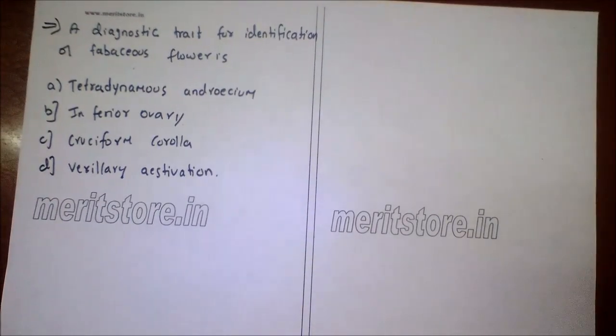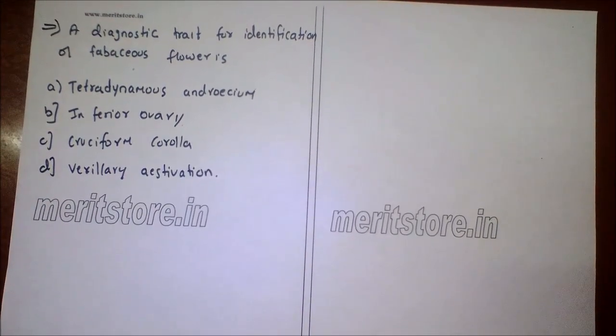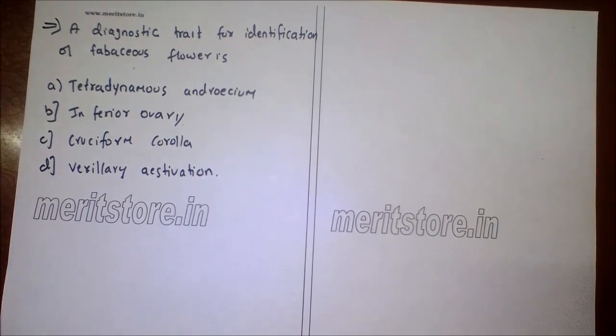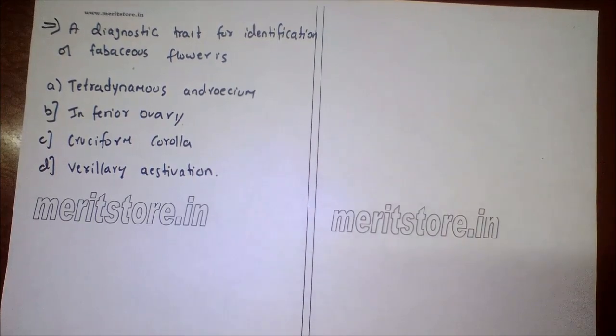A diagnostic trait for identification of Fabaceae flower is: A. Tetradynamous androecium, B. Inferior ovary, C. Cruciform corolla, D. Vexillary aestivation.